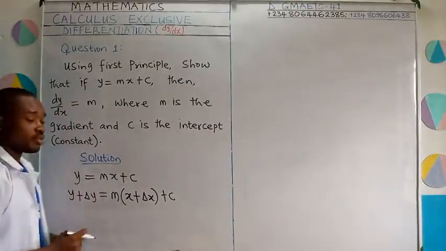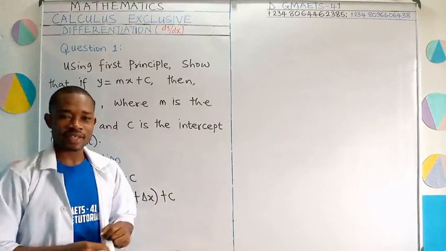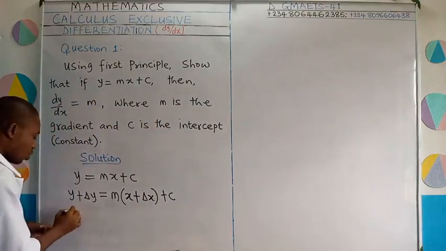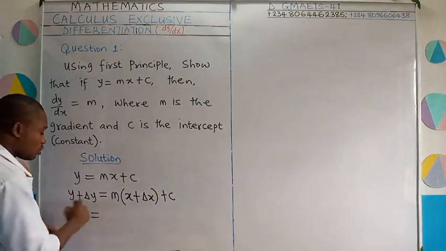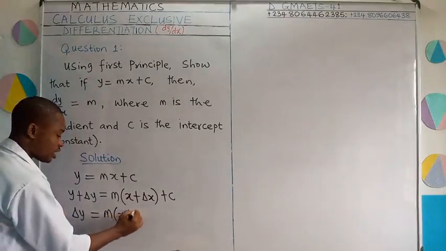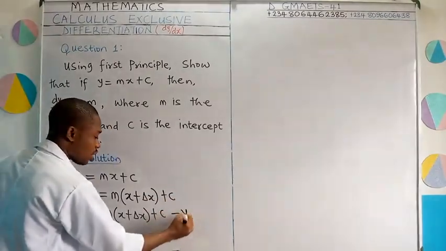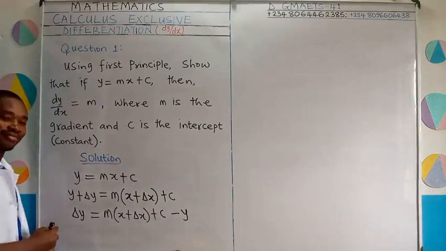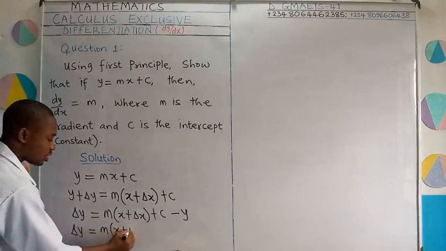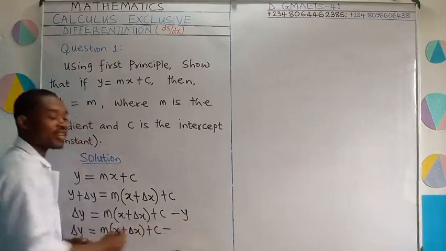Okay, now from here we're going to make delta y subject of the formula, because our aim to obtain dy dx, we would have to get it from delta y over delta x. So making delta y subject of the formula here, I'm going to move y to the right hand side of the equation. So this is m, open bracket, x plus delta x, then plus c. If y crosses to the right hand side, it's going to become minus y. And then we can proceed to write delta y equal to m, open bracket, x plus delta x, then plus c. Take note, minus this y has a value.